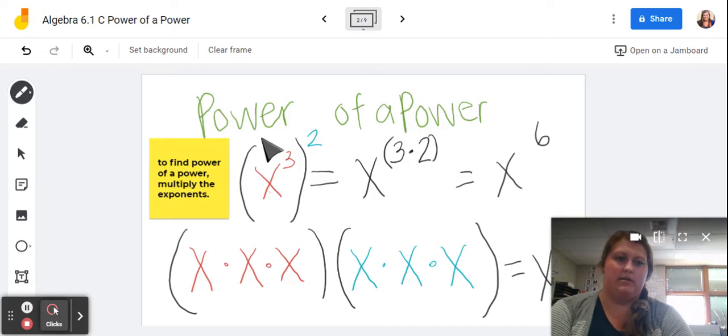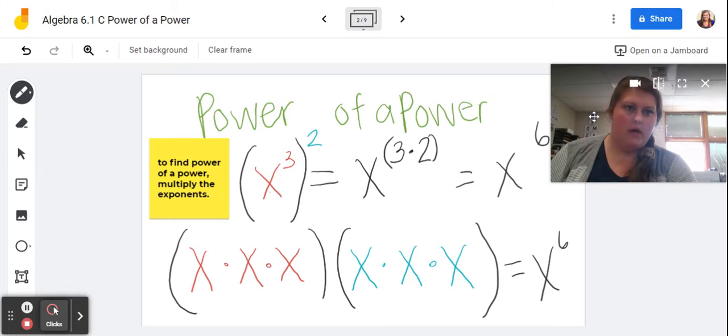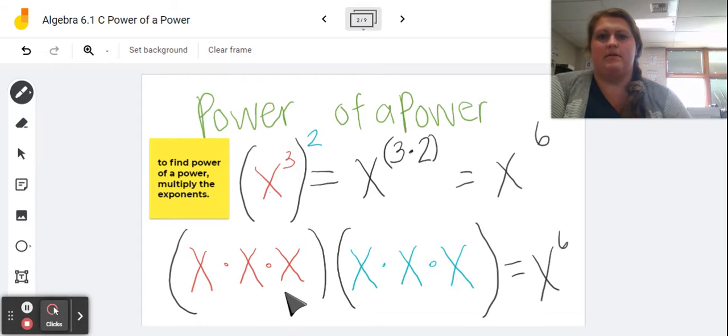And we know this works because we have three groups. We have three x's because x to the third is x times x times x, and that's happening twice. So x times x times x, count the x's, there's 6 of them.